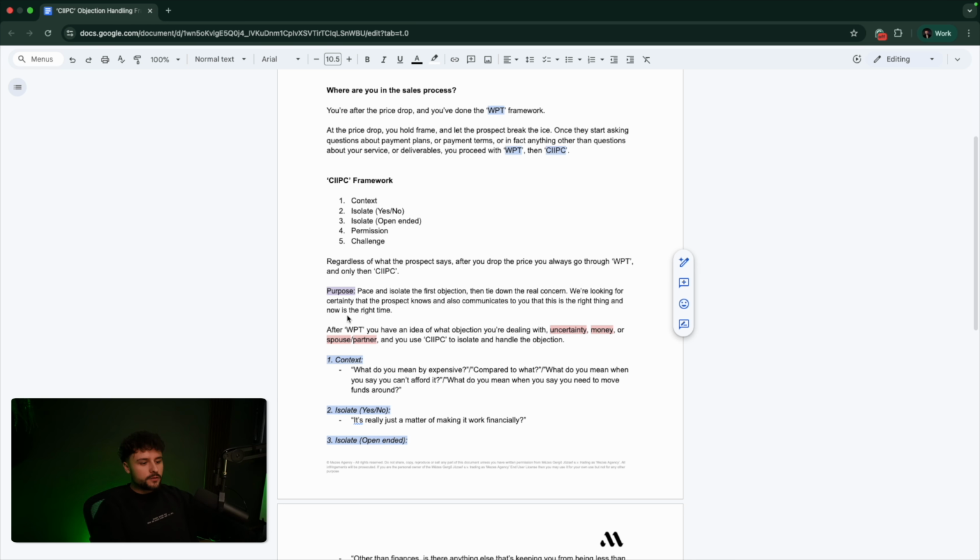So we're looking for certainty that the prospect knows and also communicates to you that this is the right thing and now's the right time. Like, those are the 2 things that we're looking to achieve with actually tying down the real concern of the prospect.